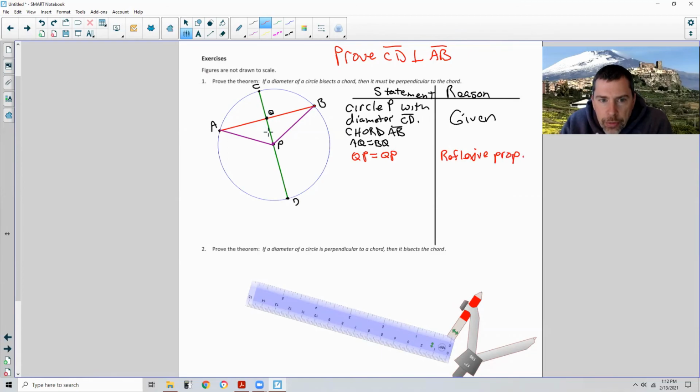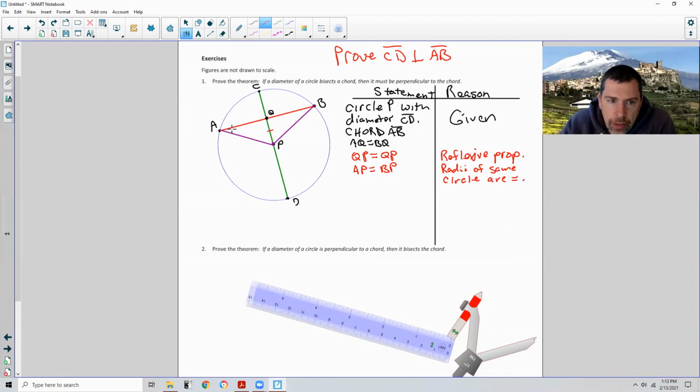Okay. QP is equal to itself, so I'll put a mark there. Now we are going to say that AP equals BP. Reason: radii of the same circle are equal or congruent. They're equal in measure.